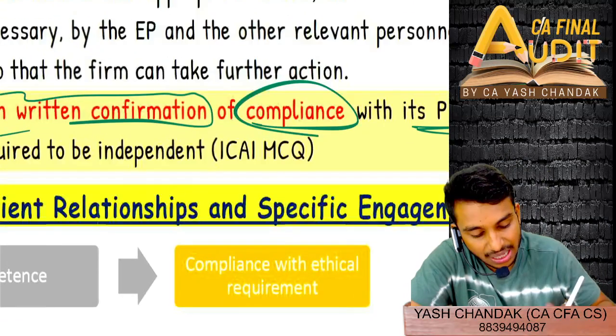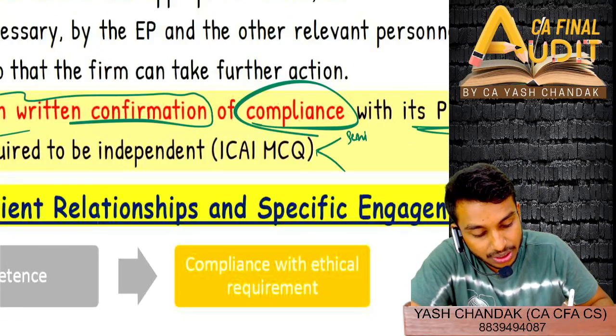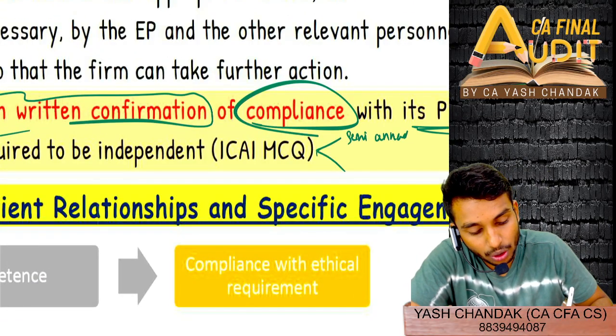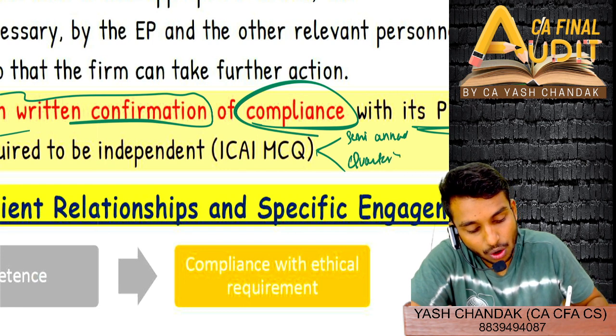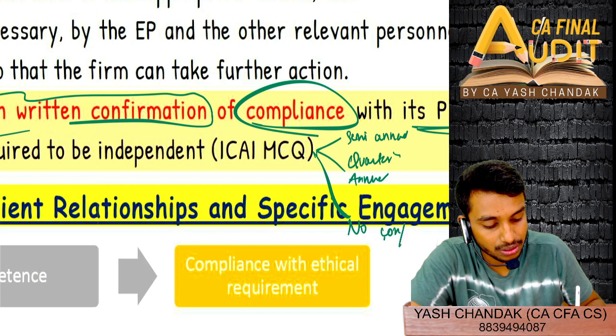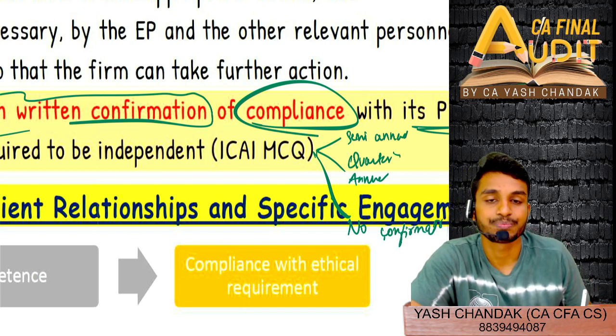So what they can ask in the MCQ? Semi-annual confirmation is required, or quarterly confirmation is required, or annual confirmation is required, or no confirmation is required. Clear?